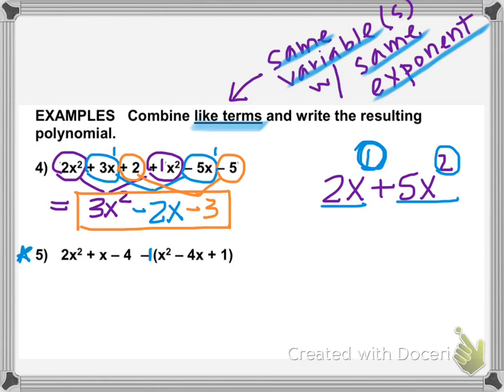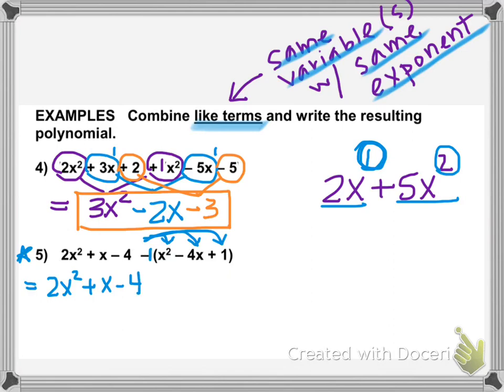If there's a negative in front of your parentheses, that's like a negative 1, and you have to distribute it. Because what you're doing is you're not just subtracting that first term, you're subtracting all 3 of those terms in that parentheses. So you have to distribute the negative to all of them. So let's do that first, and then we'll see if we have any like terms. So I'm just going to rewrite the first polynomial, 2x squared plus x minus 4. Now let's distribute the negative 1.